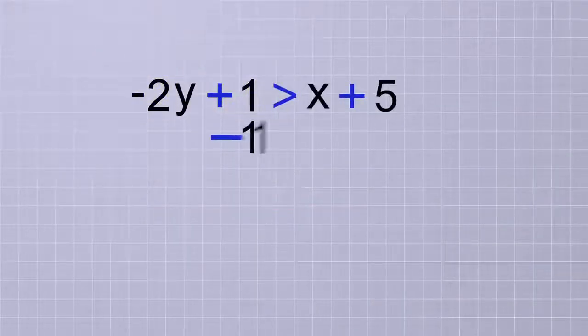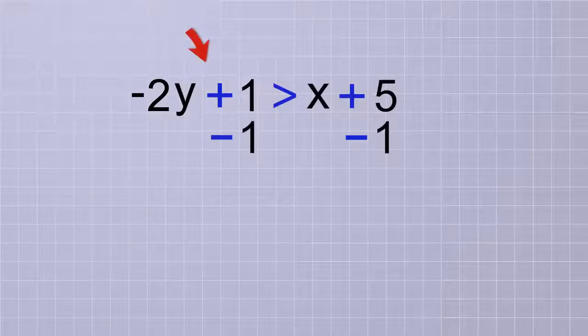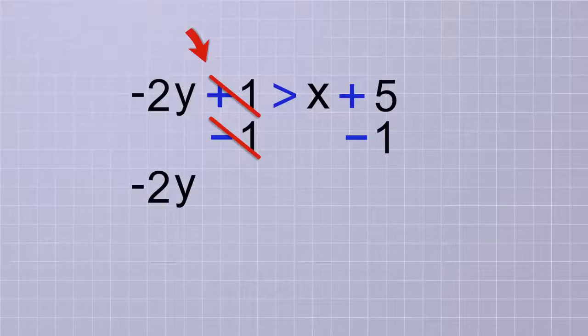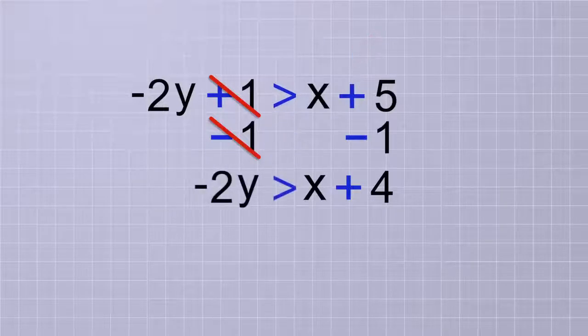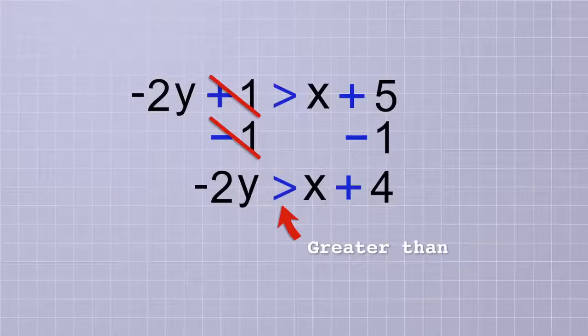First, we'll subtract 1 from both sides. On the left side, the plus 1 and the minus 1 cancel out, leaving just -2y. And on the right side, the x plus 5 minus 1 simplifies to x plus 4. Notice we didn't switch the inequality sign when we did that operation. It's still the greater than sign.